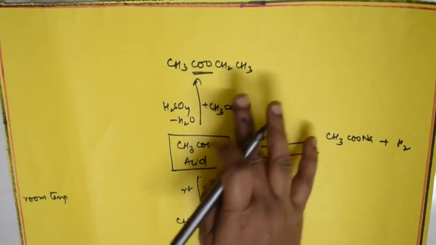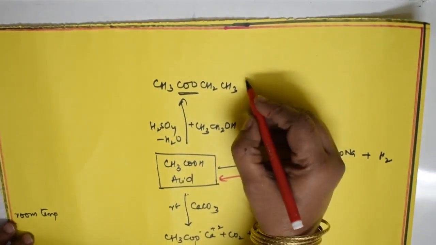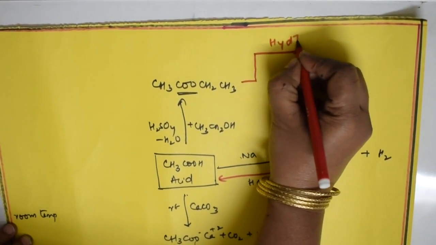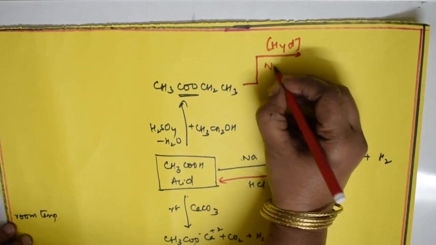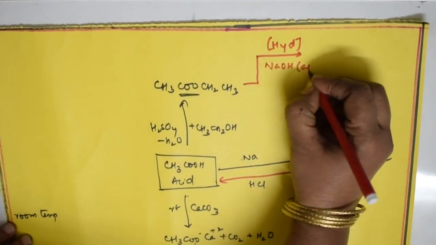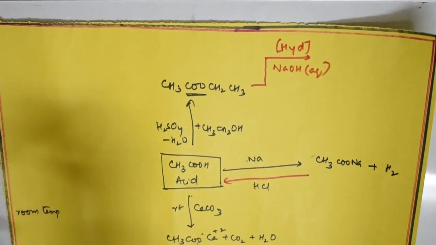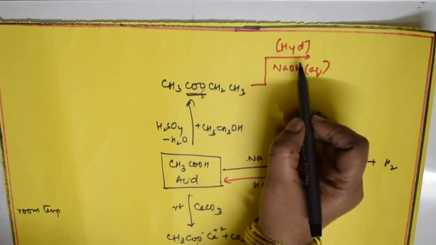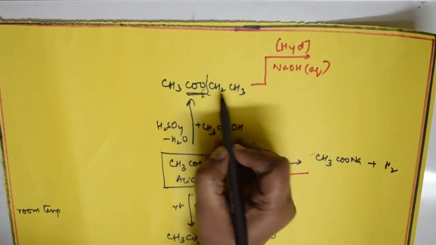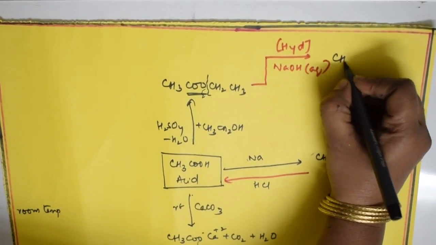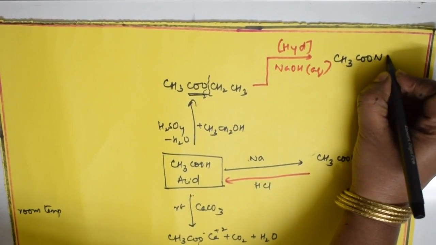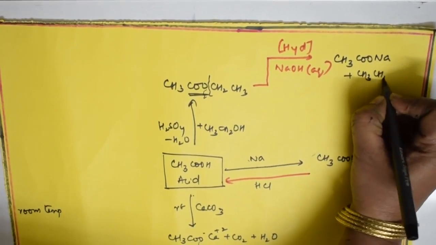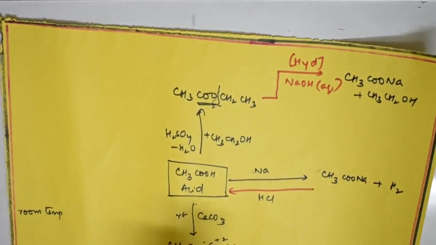Now further, if I take this ester, just see here, if you are doing hydrolysis and introducing aqueous sodium hydroxide, the same thing, there is a cleavage of the bond here. Na adds here and OH adds here. What do I get? I get CH3COONa aqueous and CH3CH2OH. That is your ethanol.